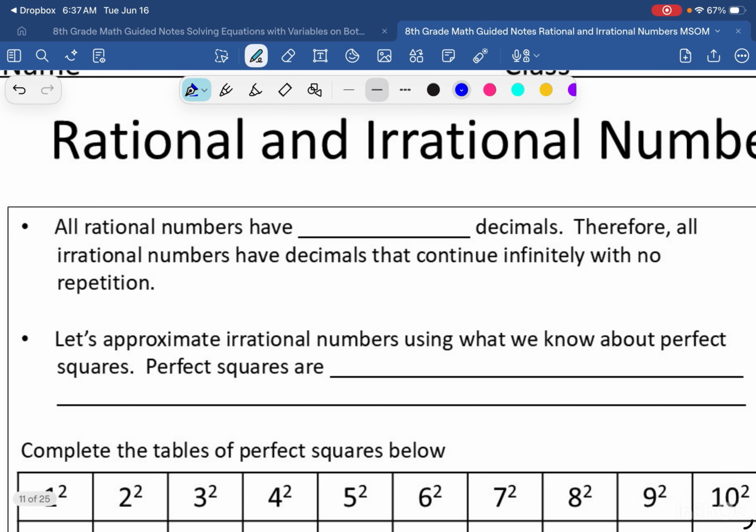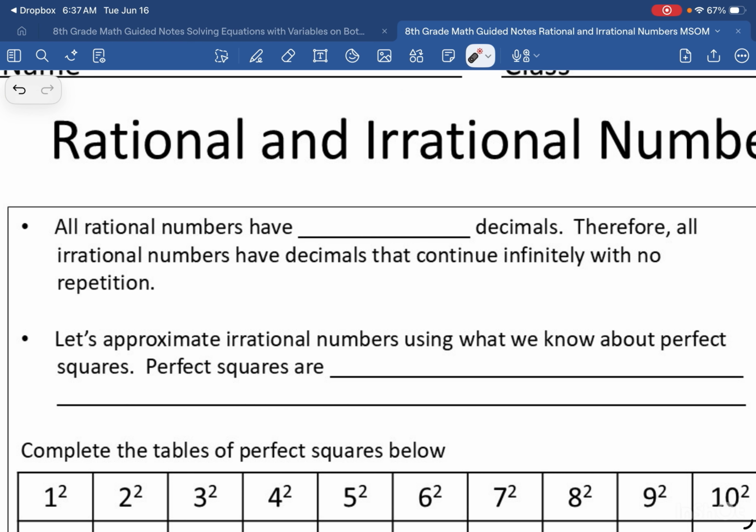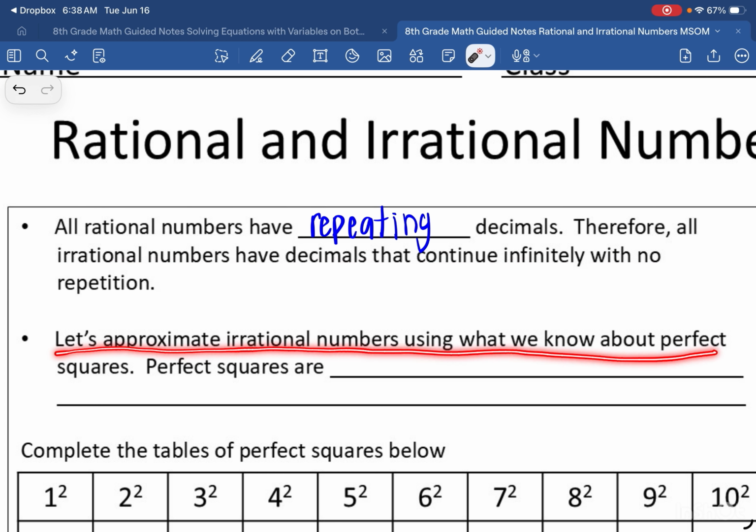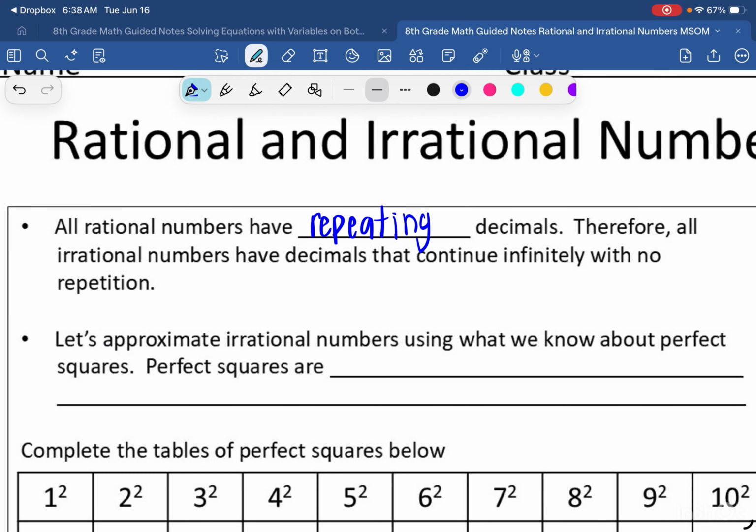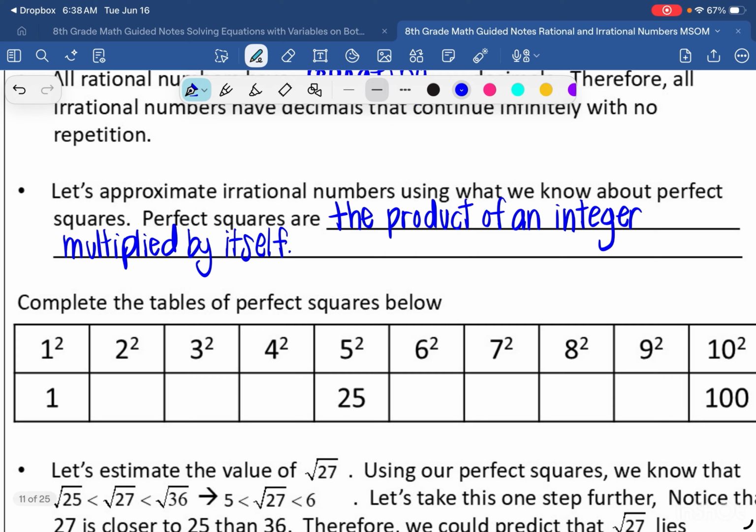Now we're going to talk about irrational numbers. All rational numbers have repeating decimals. Therefore, all irrational numbers have decimals that continue infinitely with no repetition. Let's approximate irrational numbers using what we know about perfect squares. Perfect squares are the product of an integer multiplied by itself. So complete the table of perfect squares below.